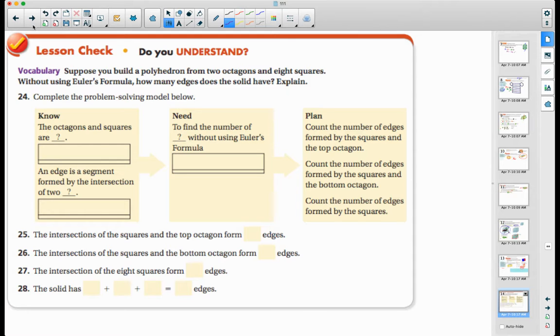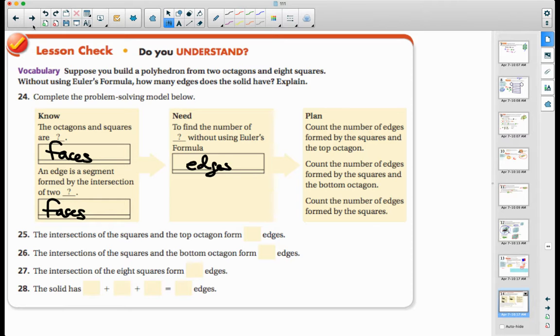All right, suppose you build a polyhedron with 2 octagons and 8 squares. Using Euler's formula, how many edges does the solid have? Explain. Okay, so what do we know? The octagons and squares, those are faces. What do we need? We need to find the number of edges. So our plan is to count the number of edges formed by the squares in the top octagon, count the number of edges formed by the squares in the bottom octagon, and count the number of edges formed by each square. I forgot to put faces over here too. So the edges are the segments formed by the intersection of 2 faces. The intersection of the squares at the top of the octagon is going to form how many edges?